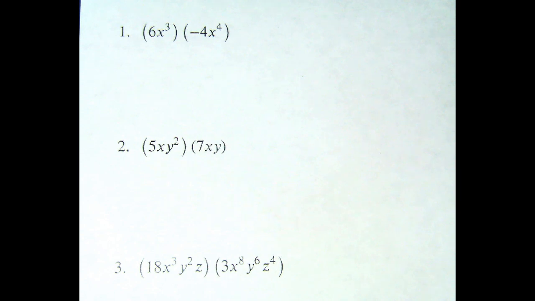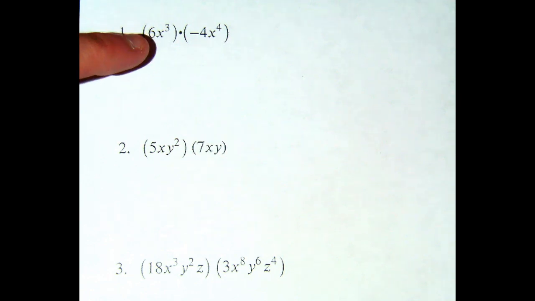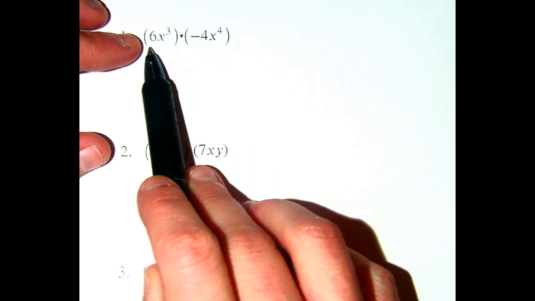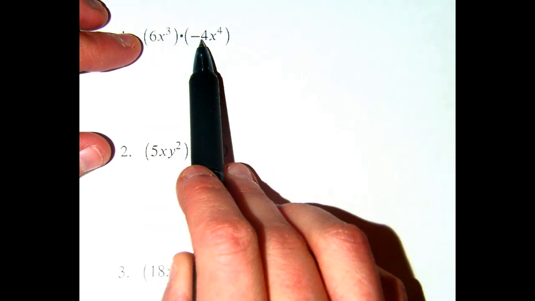So if they are like our exponent rules, we are multiplying right here. If we are multiplying, do you remember what we did with our numbers in front, our coefficients? We literally just multiplied them. So what are my two coefficients in front here? Okay, what is 6 times negative 4? Negative 24, okay?